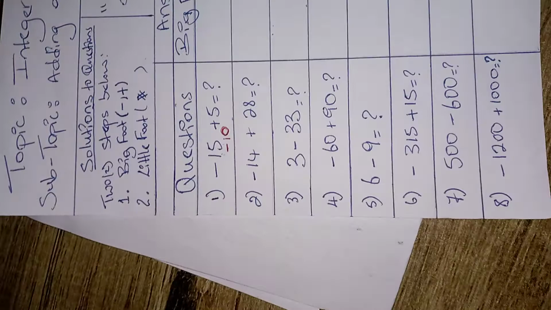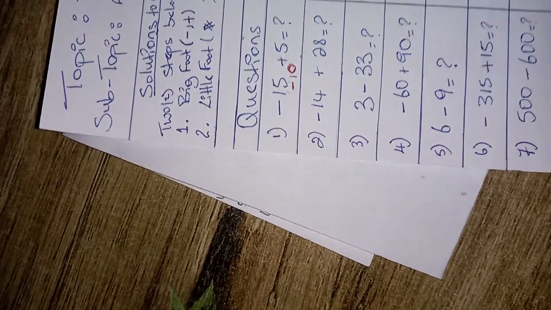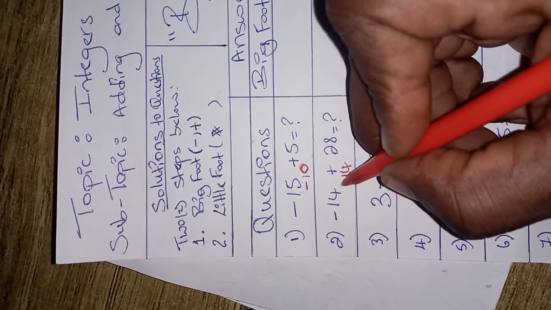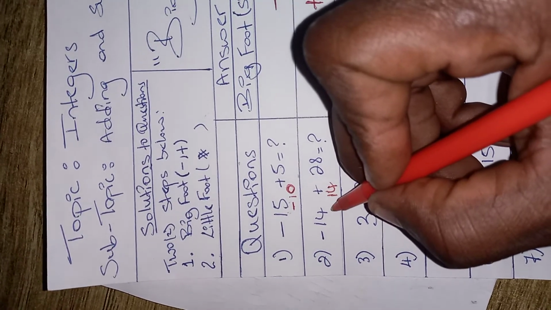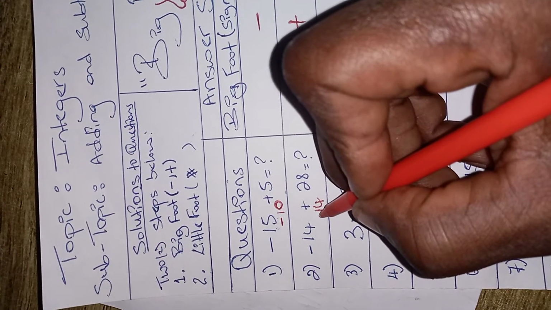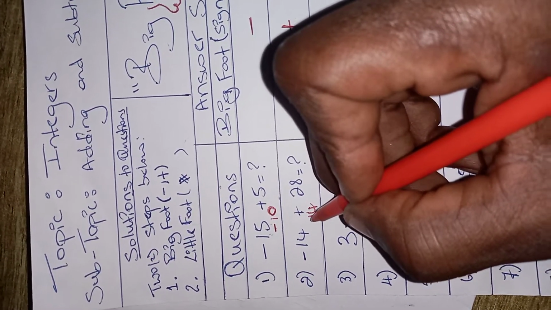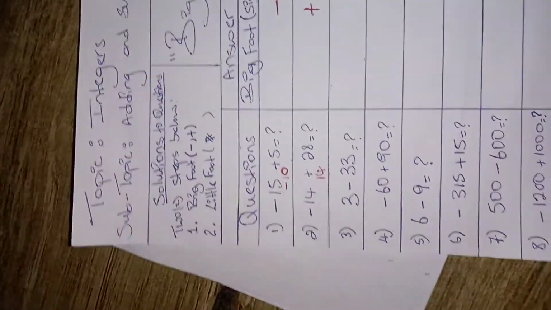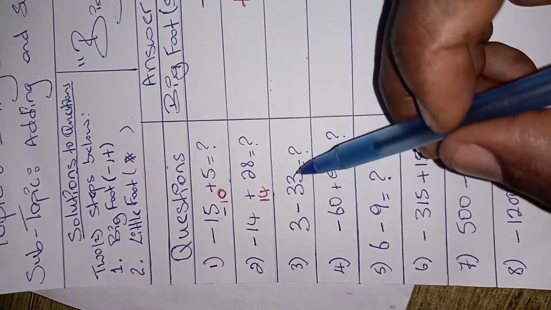Alright, so normally we just write the 14. Even though you don't say I put the positive sign there, it's still positive. You see, once I don't put a negative sign before a number, it means the number is positive. So I don't have to write the positive right there. You understand what I mean? Alright, good. Now let's get to question 3.